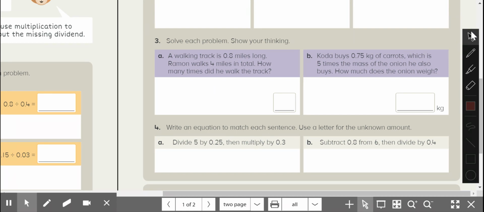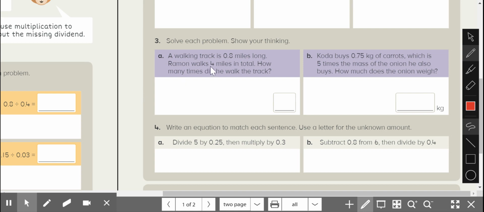So today, I'm going to go over the story problems. Story problems always seem to be good to go over and talk about what we see going on here. So let's start. Solve each problem, show your thinking. A walking track is 8/10 miles long. Raymond walks 4 miles in total. How many times did he walk the track?